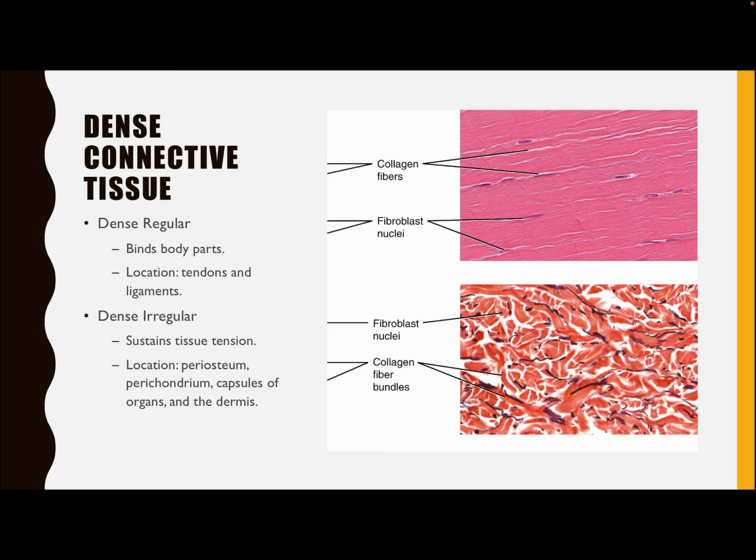Also, we have dense connective tissue, which has two parts: dense regular and dense irregular. Dense regular binds body parts, and dense irregular sustains tissue tension.